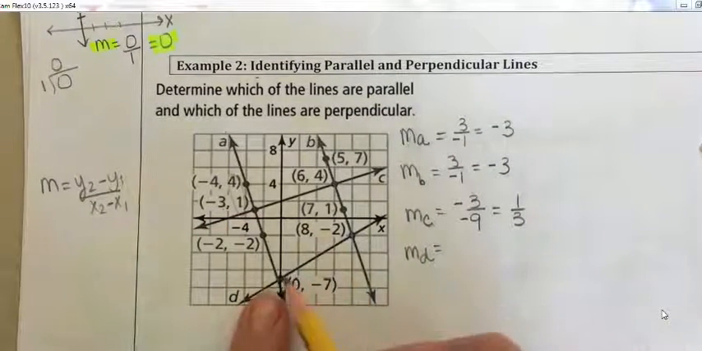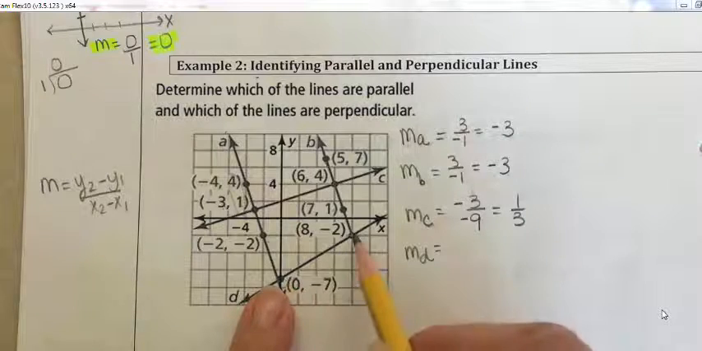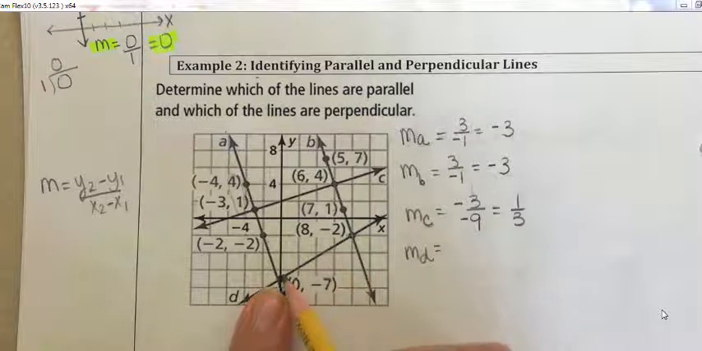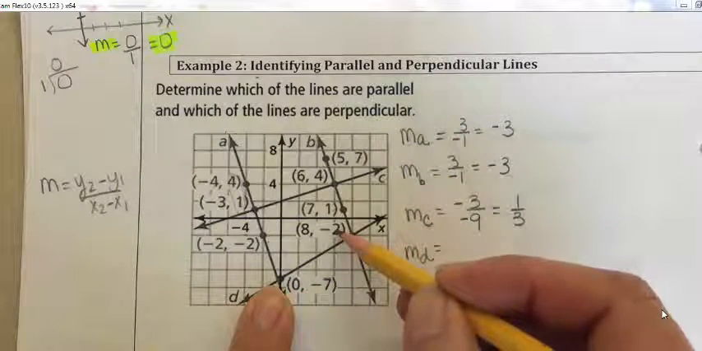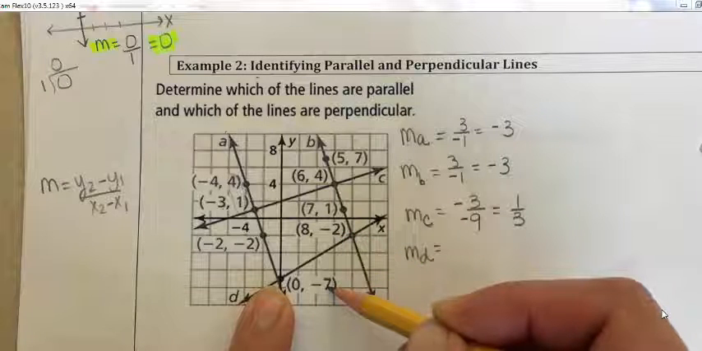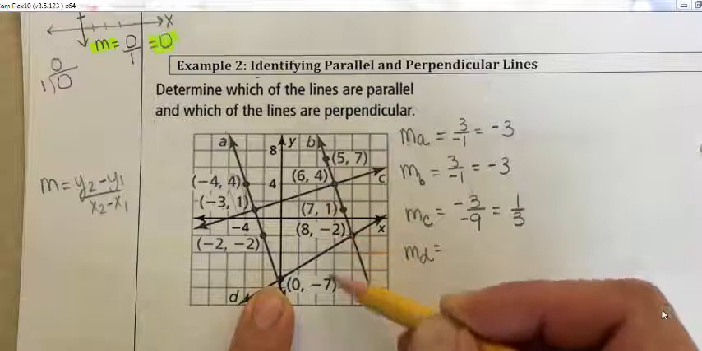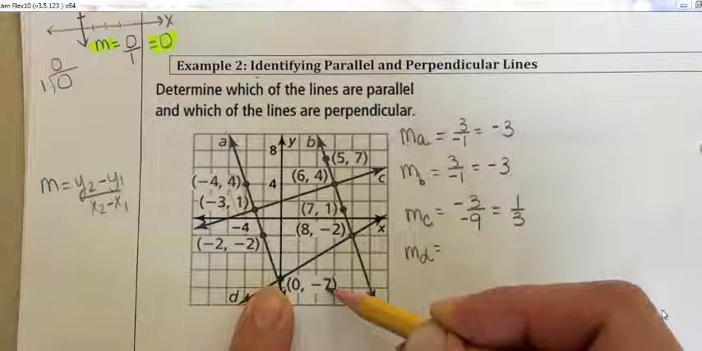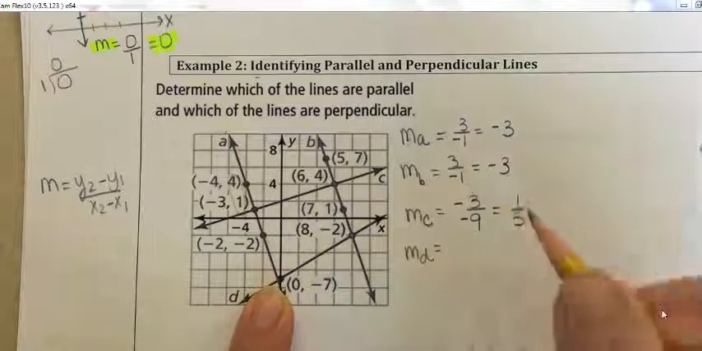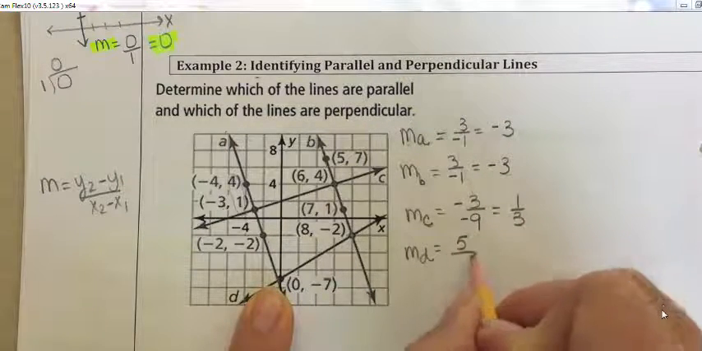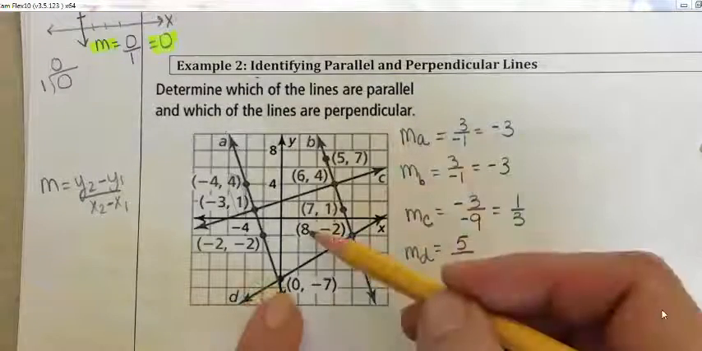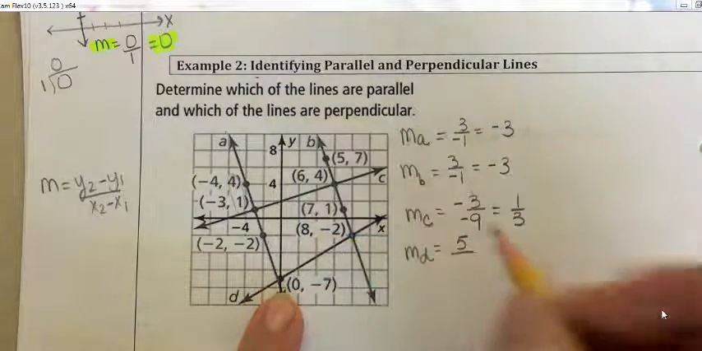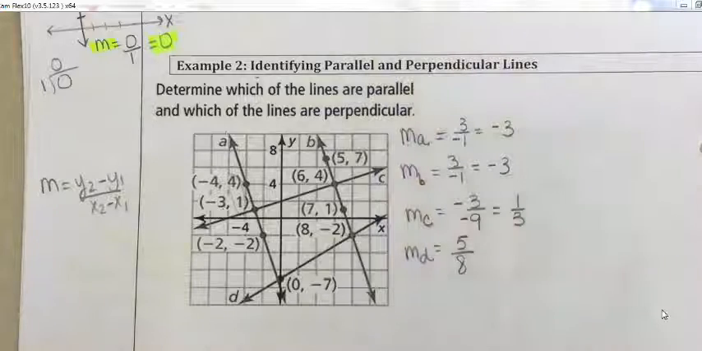I'll do the same thing for line D, so any 2 points that I can find on there. So how about these guys? Okay, and I'll go from negative 2 minus negative 7. Well, negative 2 minus negative 7 is negative 2 plus 7. So that's going to give me 5. And if you have to write these out, write them out. And then 8 minus 0 is 8. So I get 5/8.